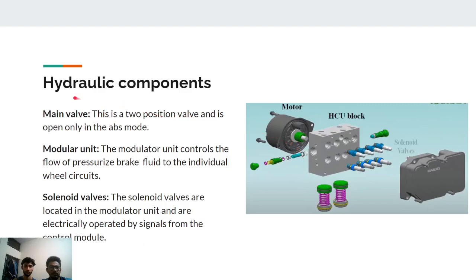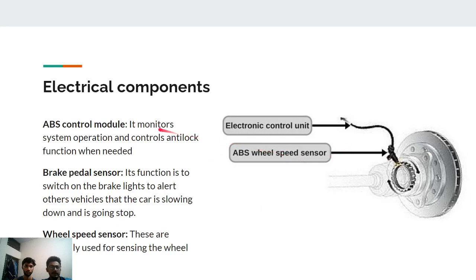And then we have a main valve. This is a two position valve and is open only in the ABS mode. Modulator unit. The modulator unit controls the flow of pressurized brake fluid to the individual wheel circuits. Solenoid valves. The solenoid valves are located in the modulator unit and are electrically operated by signals from the control module. After that, we have electrical components.